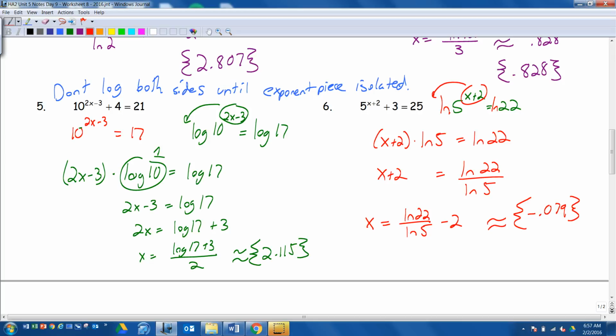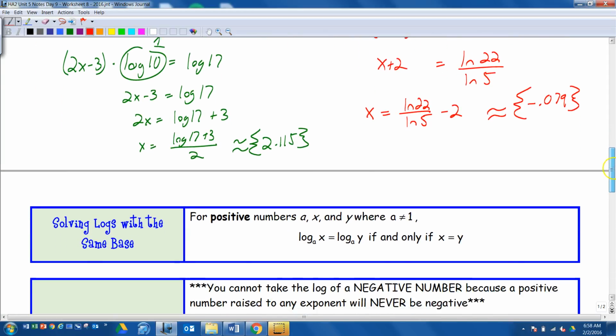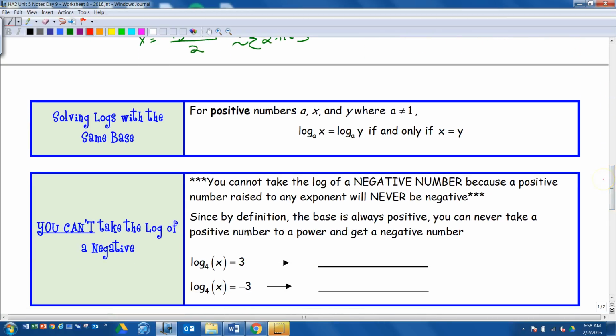That's why logs are helpful, are those properties we learned yesterday. Now we can solve all those ones we were using our graphing calculator with earlier in the year. So, solving logs with same base. This is kind of like the exponent. If you have log base a of something equals log base a of something else, then x and y have to equal.